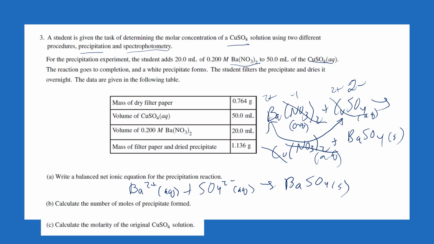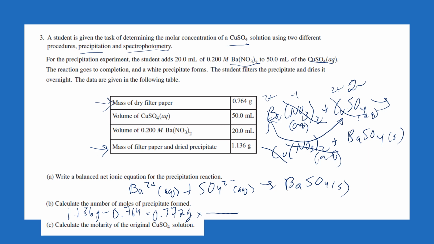And then we need to calculate the moles of precipitate formed. So we have our filter paper with the dried precipitate, and then we have just the filter paper. So you would subtract to find just the grams of the precipitate, which is 0.372 grams. And then now that you have grams, you can change grams to moles using the molar mass.